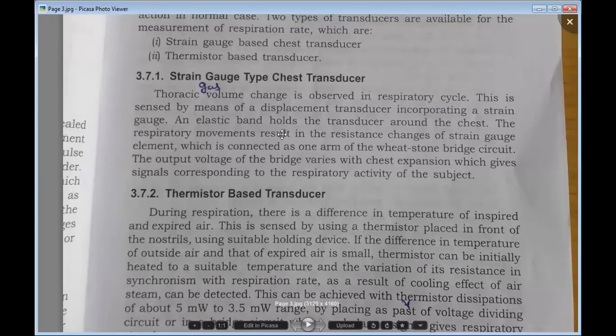Okay. So in this case, we will use a strain gauge, and the strain gauge will be attached around the chest, using some elastic band.